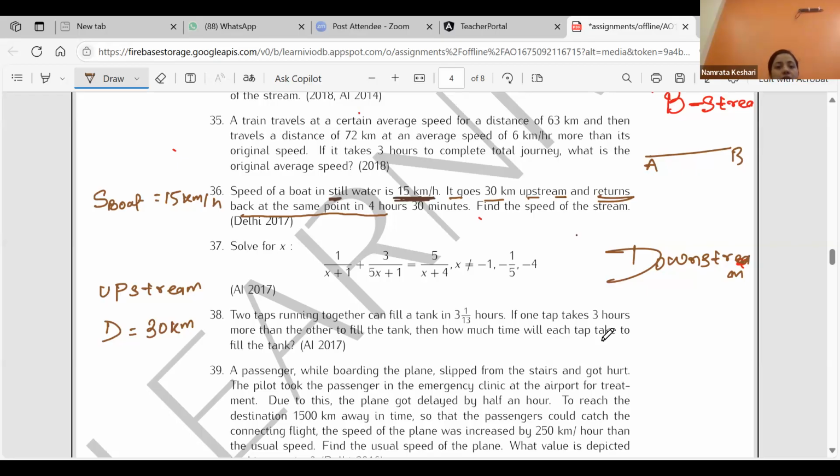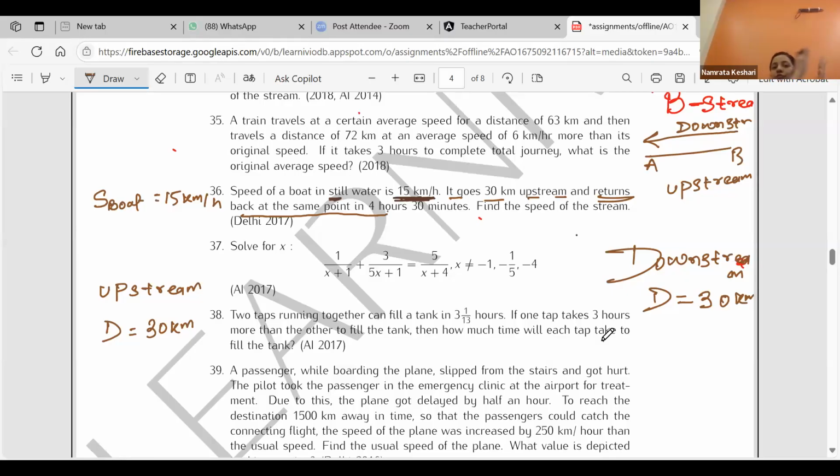When the boat is going from A to B, it was upstream. That means the boat has to go against the direction of the stream. But when it comes back from B to A, it will be the downstream case. Here it is not written, but you need to understand it by yourself. Same distance, 30 km it has gone, 30 km it will cover to come back, at the same point in time, 4 hour 30 minutes.